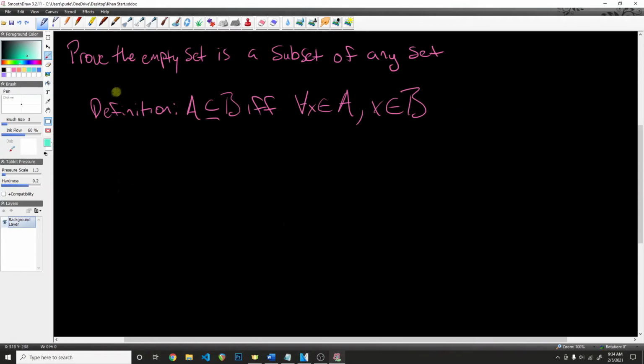Alright, problem number 3 on homework number 1. Prove the empty set is a subset of any set, and we're actually going to prove it two different ways. The definition of what it means to be a subset is very important to have.